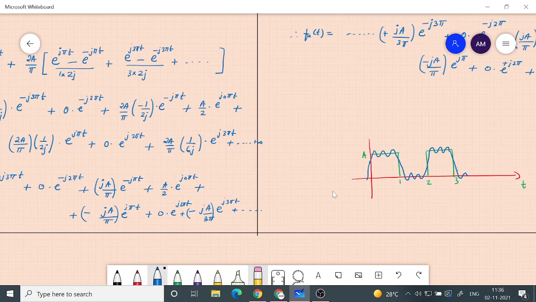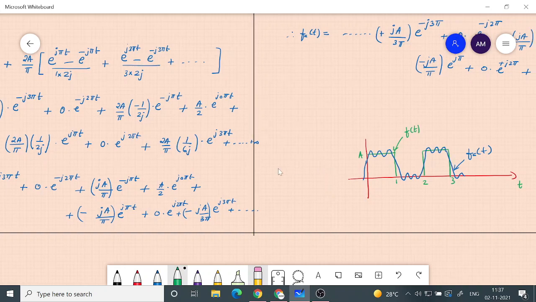So this blue is our approximation f a of t, and the green is our original f of t. So f of t is getting approximated in terms of this orthogonal set of trigonometric functions. Is that clear? Yes, sir.